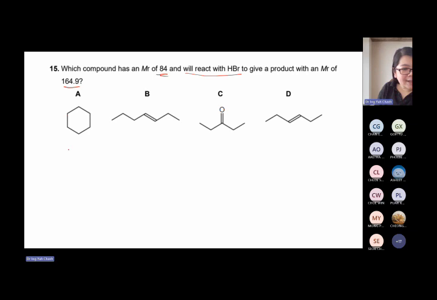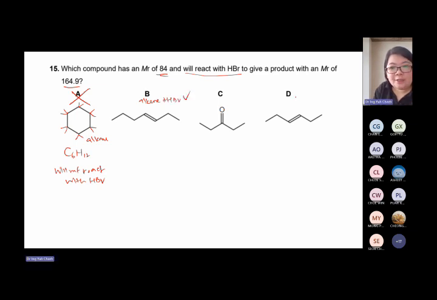So A is a cyclic compound, C6H12. Count the number of carbons, 1, 2, 3, 4, 5, 6. Every carbon is bonded to 2 hydrogens, so C6H12. But A is an alkane. An alkane will not react with HBr. Let's just rule out A. Is there any other alkane? No more alkane. Then B is an alkene. An alkene will react with HBr. D is also an alkene, and will also react with HBr.